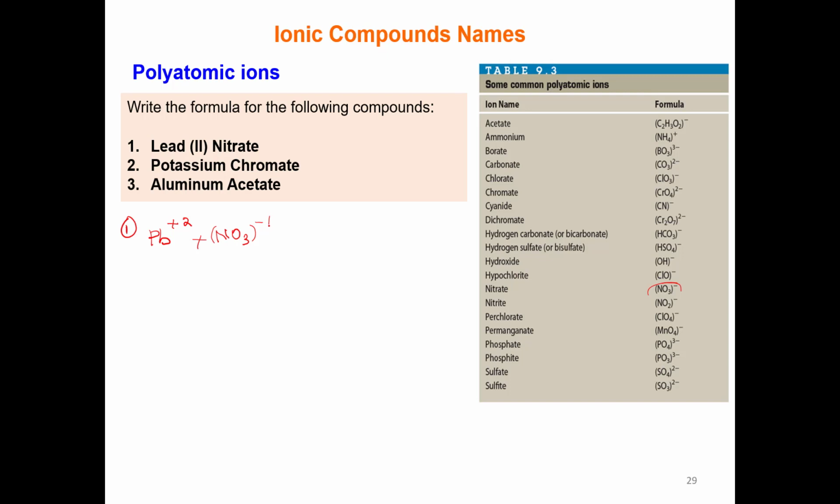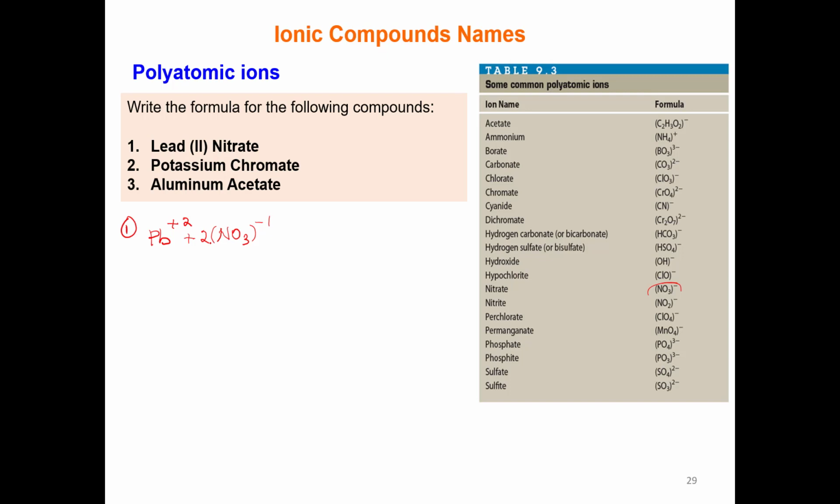Now we need to check if we had neutral charge. On the metal side we had +2, but in the polyatomic ion we had -1. We need to get neutral charge, so we need 2 nitrates.